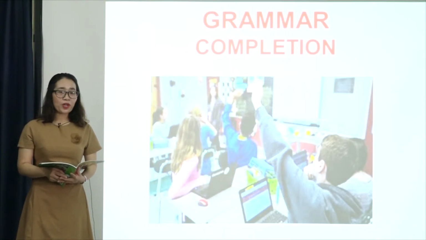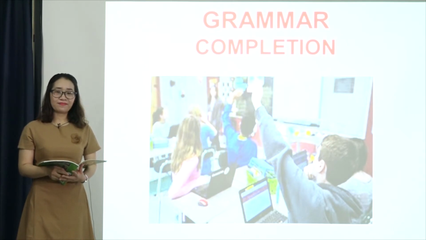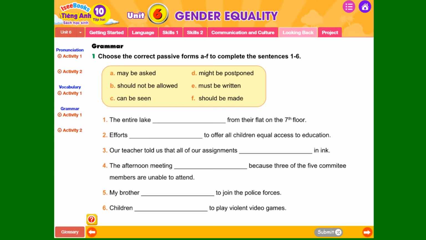Now we continue with the third part of Looking Back, today's grammar. Activity 1, completion. Grammar. 1. Choose the correct passive forms A to F to complete the sentences from 1 to 6. Now read through number 1 to number 6 and fill in the blank with the suitable phrases. First one, the entire lake from their flat on the 7th floor. So number 1 is C, can be seen. Number 2, effort to offer all children equal access to education. So number 2 is F, should be made.